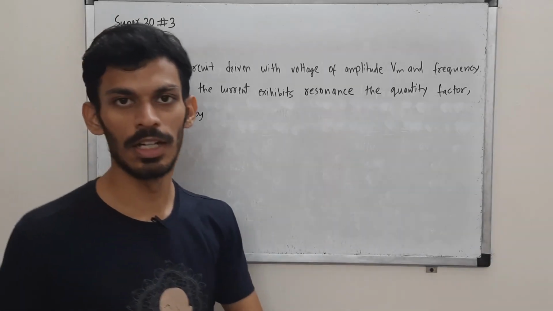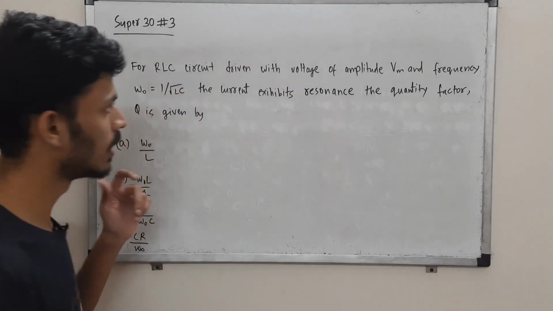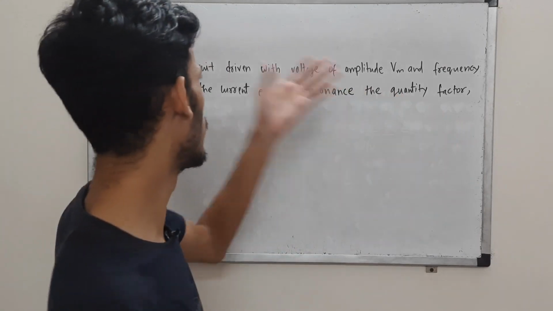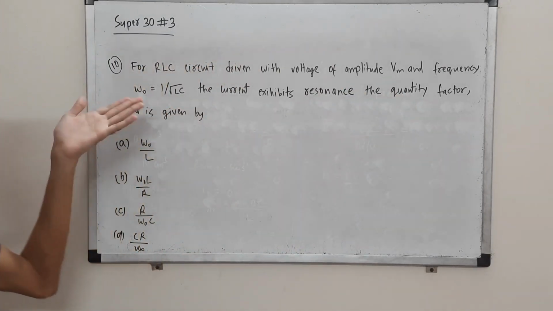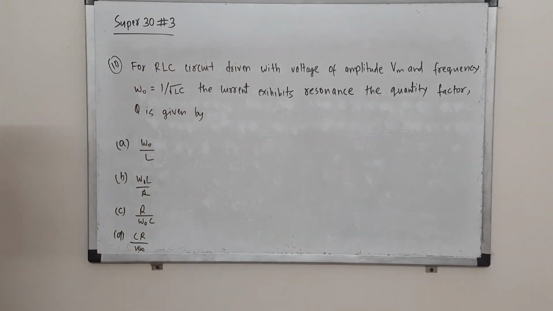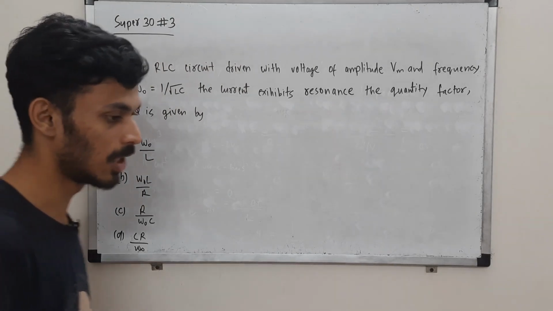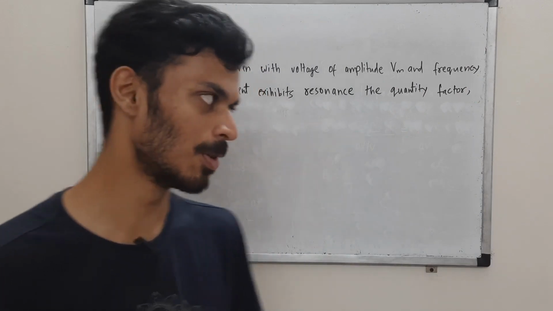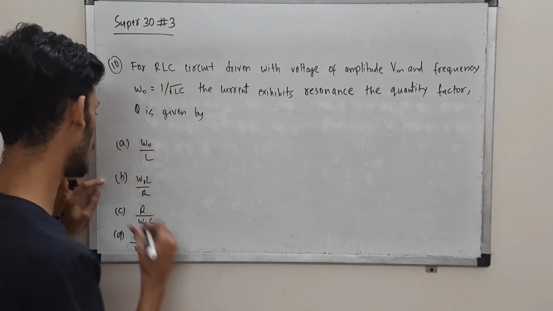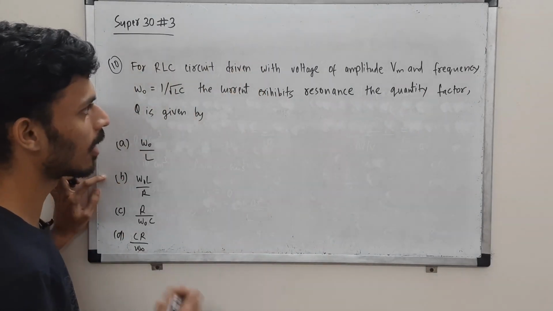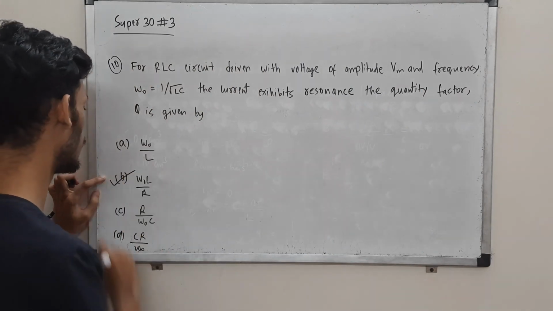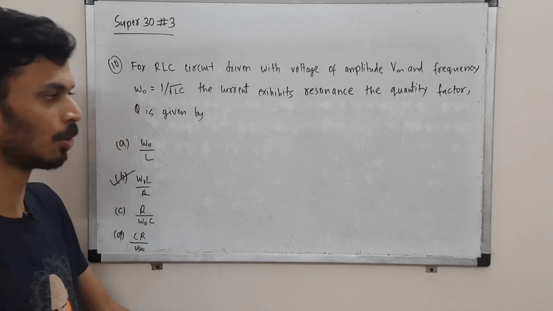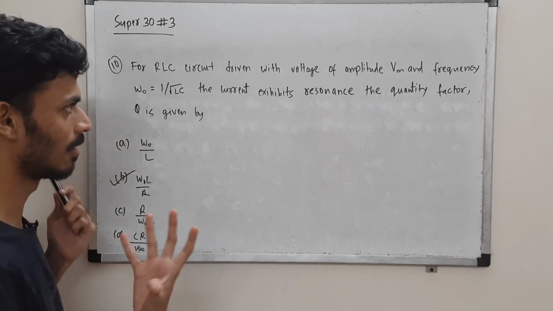So question 10 over here, from alternating currents. Now this is also a formula based question. You are just supposed to know the value of Q factor for an RLC circuit. Also they have provided you with the resonance condition. You are just supposed to tell what is the value of Q factor. It's a direct formula based question. The correct expression for Q factor over here is omega L by R. There is no two ways about it. That is the answer.